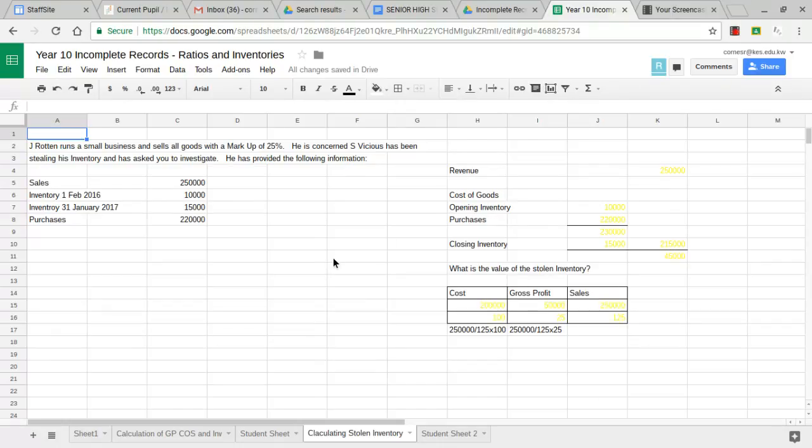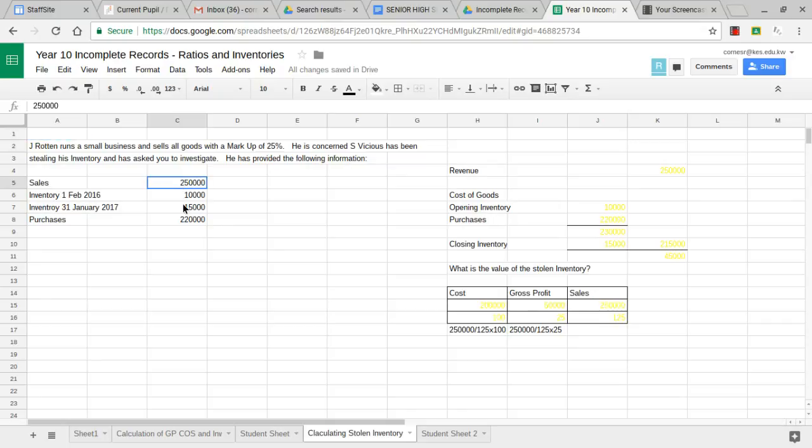Okay, part two. What we've now got is a small business run by somebody called Jay Rotten, and he sells goods with a 25% markup. And he's concerned that an employee called S. Vicious has been stealing his inventory and has asked you to investigate. And he provided you the following information.